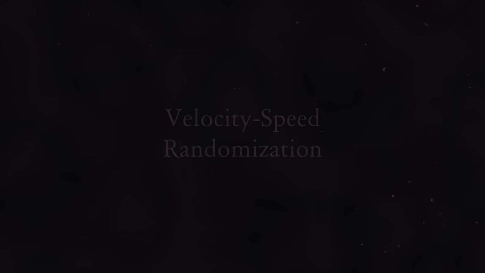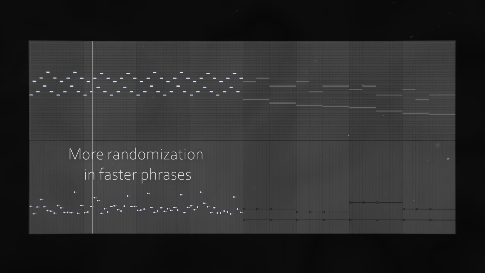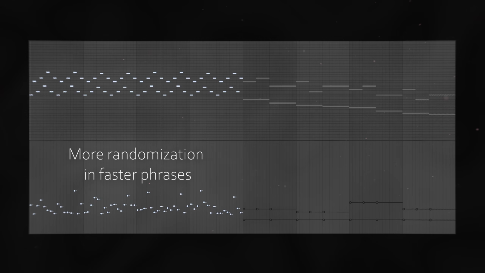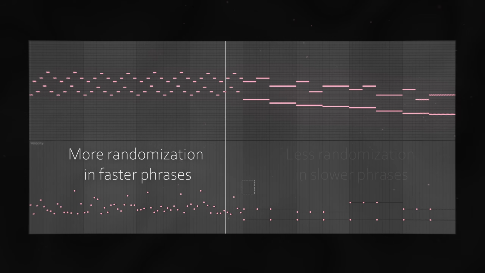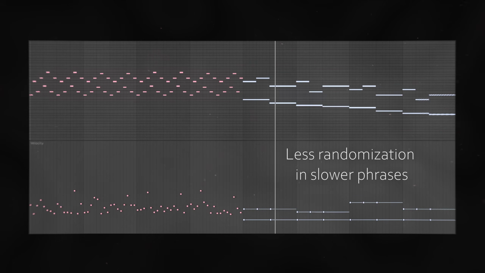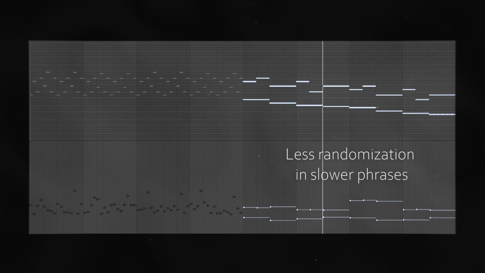You can randomize your velocities differently depending on speed. For example, the velocity randomization can be more dramatic in faster sections, where a pianist may have more trouble maintaining consistency in the dynamics, with slower sections having less randomization for the effect of a pianist having more control.